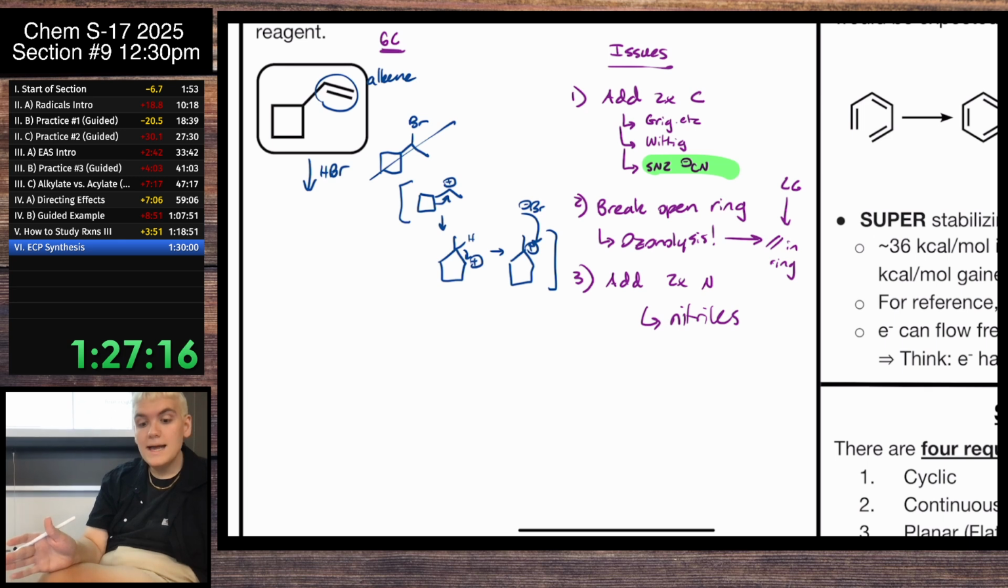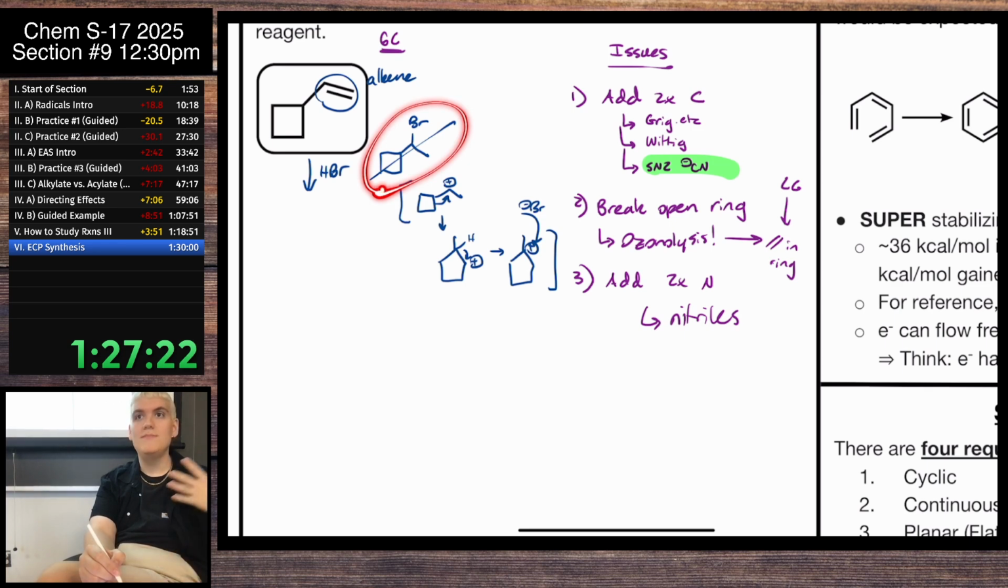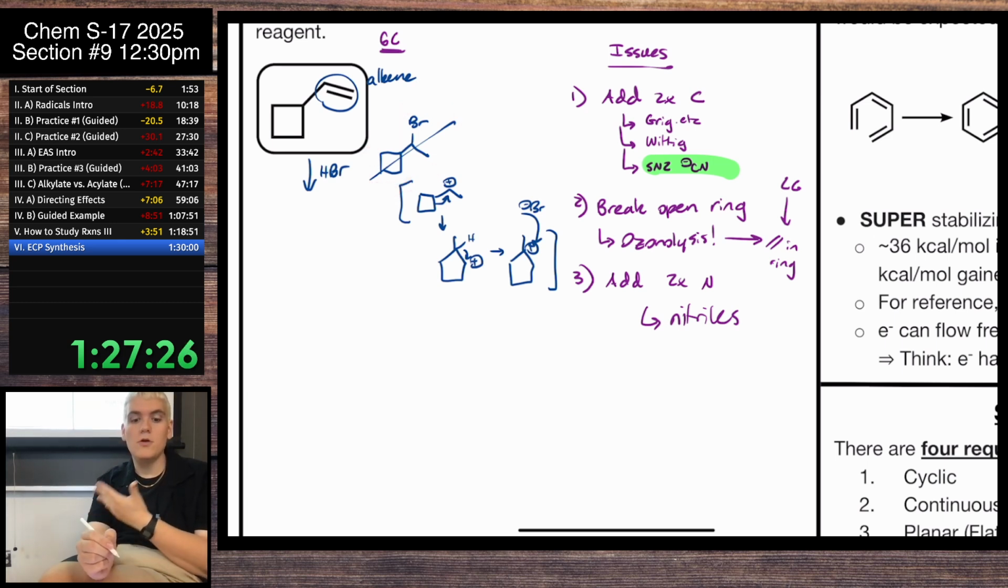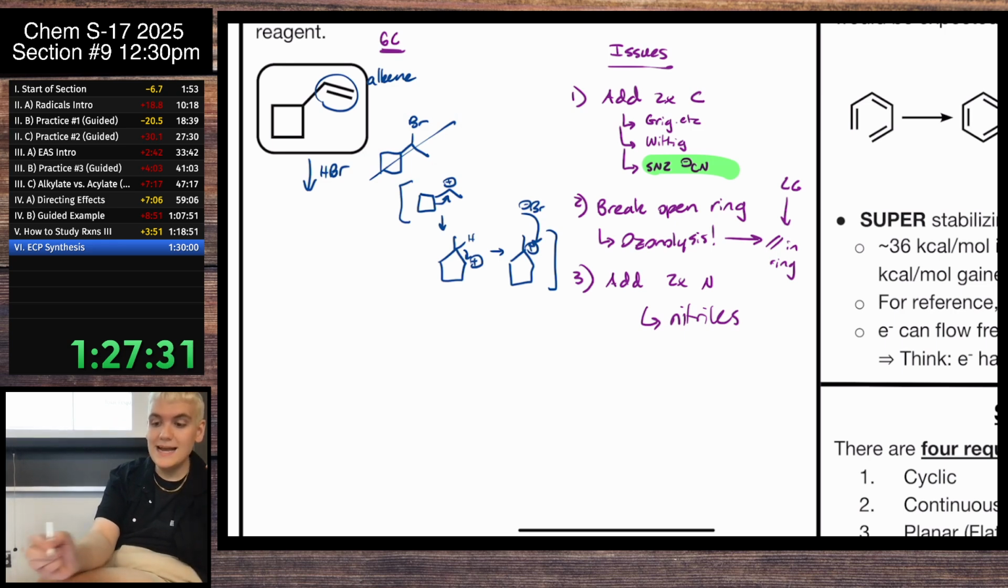But this is the thing: even if you didn't do this, you could have done this and it would only be a minor deduction. It would only be like a 1-point deduction. And it would get you closer to getting a leaving group on the ring that then you could do an E2 elimination. So the idea is right.